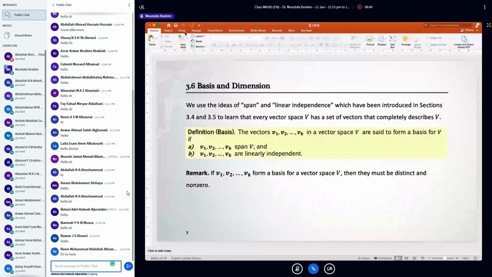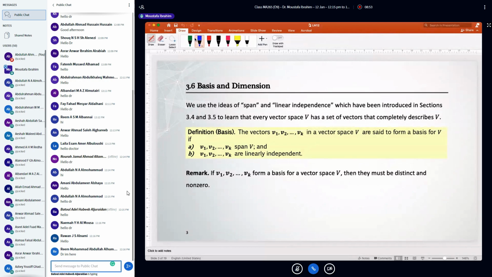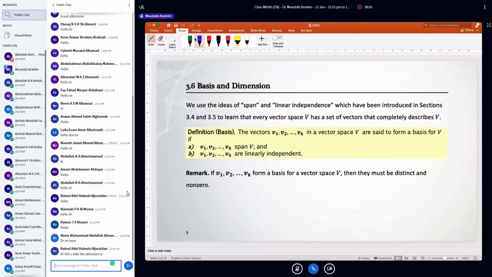So guys, what we have seen before was about spanning set. We have seen the meaning of spanning set.